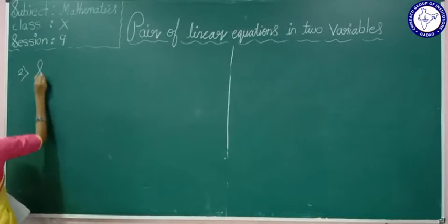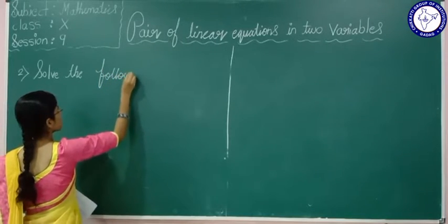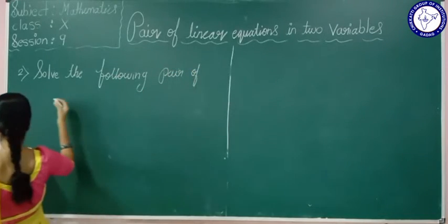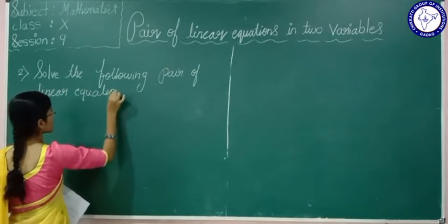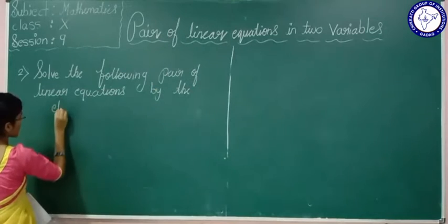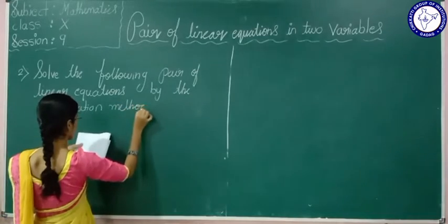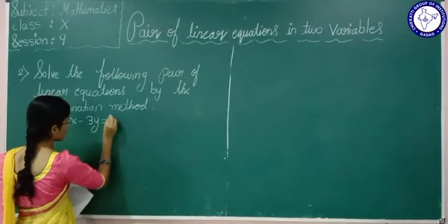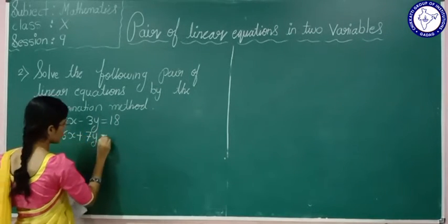So second problem, solve the following pair of linear equations by the elimination method. 4x minus 3y is equal to 18. 6x plus 7y is equal to 4.